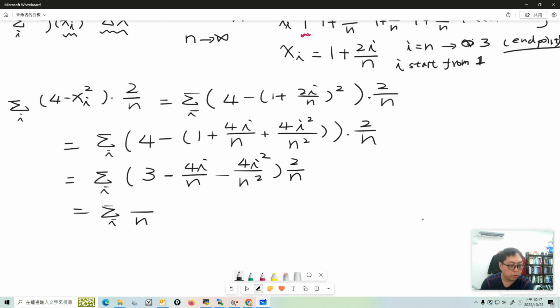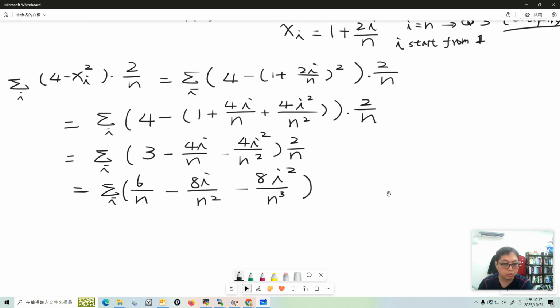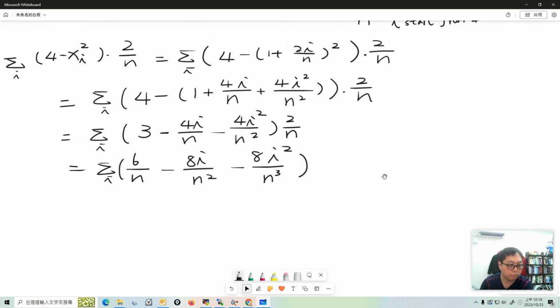Yes, n over 6 over n minus ai over n squared minus ai over n squared, 8i squared over n to the power 3. Okay, so we almost finished the calculation. So we can sum term by term.